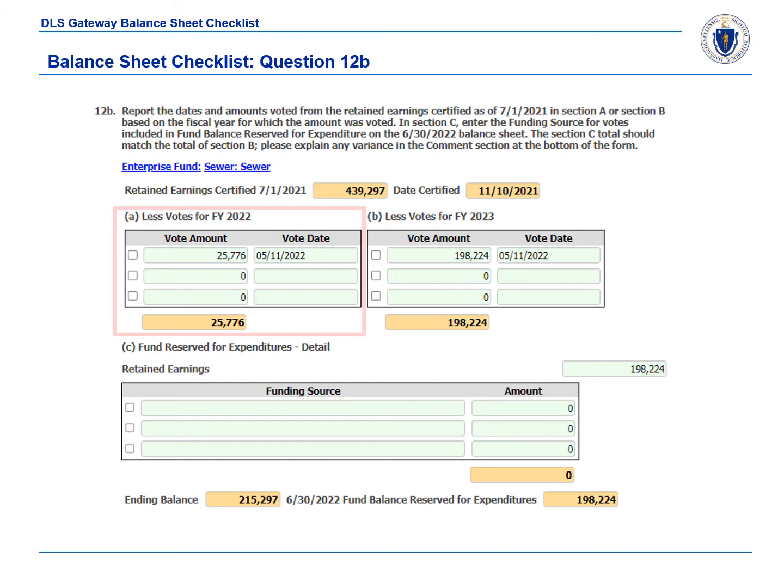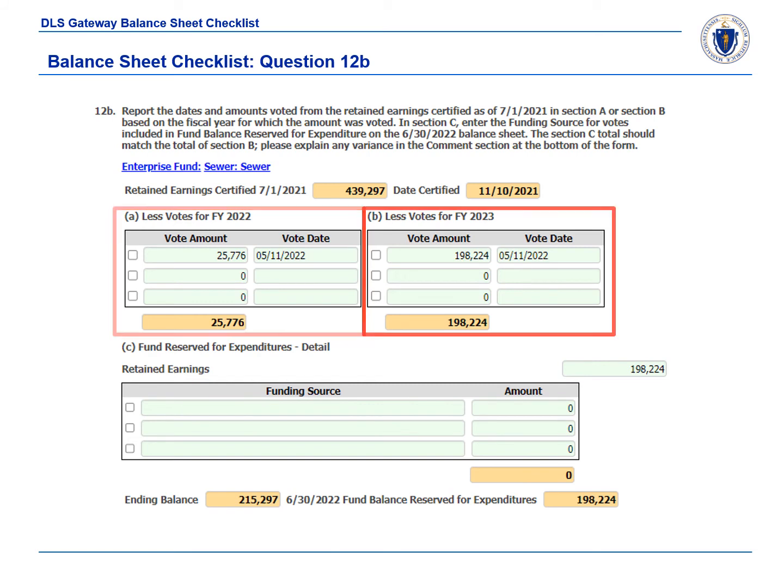In Section A, report the retained earnings amounts that were appropriated for the current fiscal year. For each vote date that retained earnings was appropriated, put the total amount of retained earnings used. Each different vote date should have its own retained earnings total. Make sure to include any retained earnings votes taken in the fall prior to a special town meeting, as well as any subsequent votes from retained earnings to cover current year expenditures.